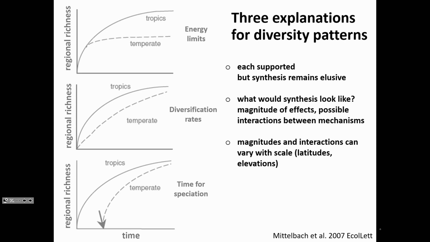It is possible that all of these explanations apply, but they differ in the magnitude of their effects. It's possible that some of these explanations are more important than others, right? So all of them apply, some are more important than others. It is also possible, however, that the mechanisms invoked by these explanations interact with each other. And the magnitude of effect and the interactions can also change potentially with scale. So we can find differences in magnitude and different types of interactions at the continental scale of latitudes and at the regional scale of elevations.